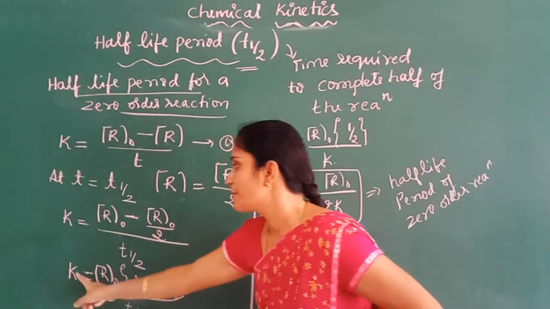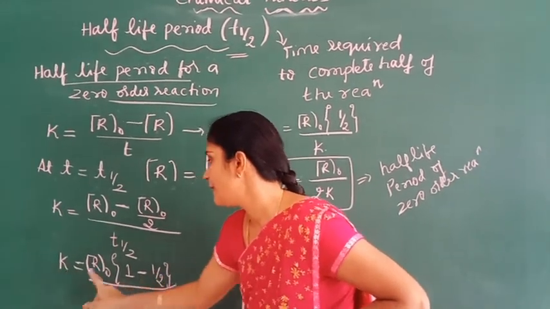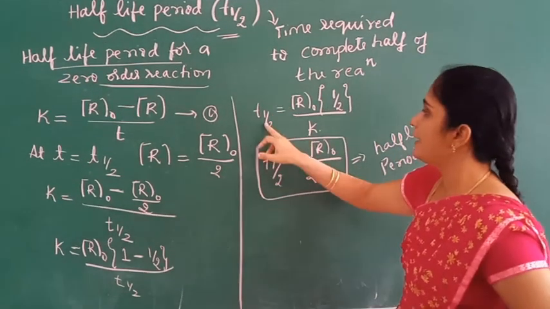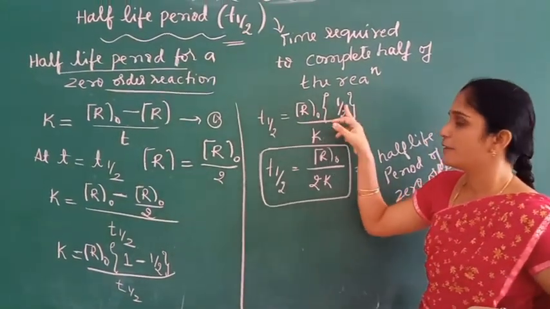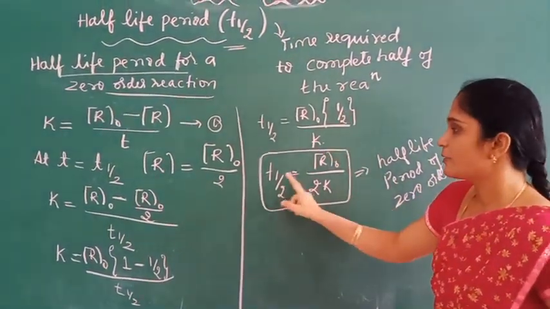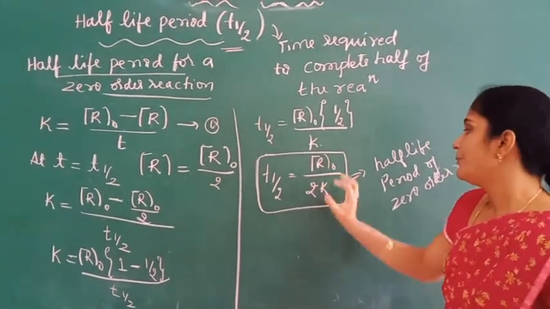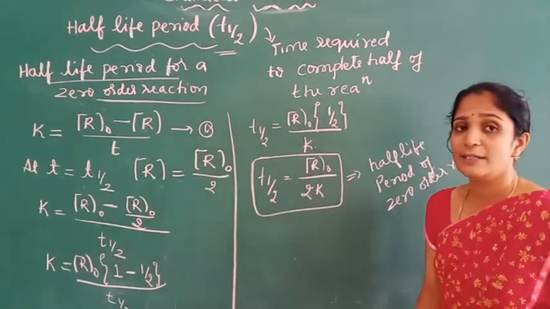On simplification we get k equals R naught into 1 minus half, divided by t half. Here t half equals R naught into half by k. So t half equals R naught divided by 2k. So this is the half-life period for a zero order reaction.